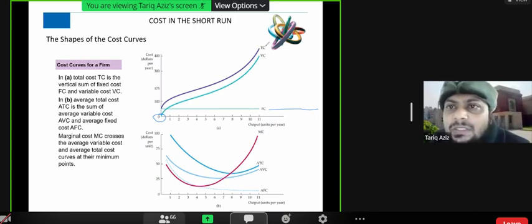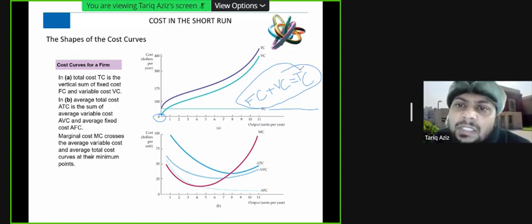And this TC, that is total cost. So total cost is the sum of FC and VC. So if we combine FC plus VC, as you know, fixed cost plus variable cost is equal to total cost. So this relationship, fixed cost plus variable cost, is equal to total cost.